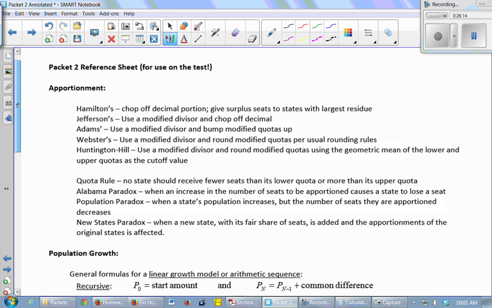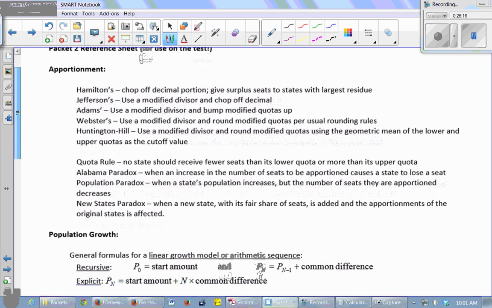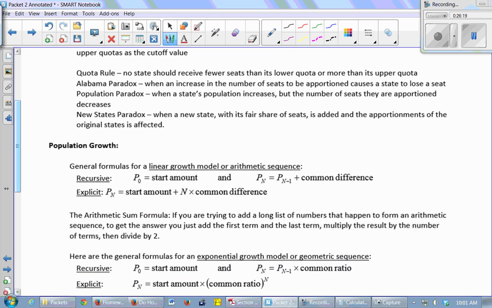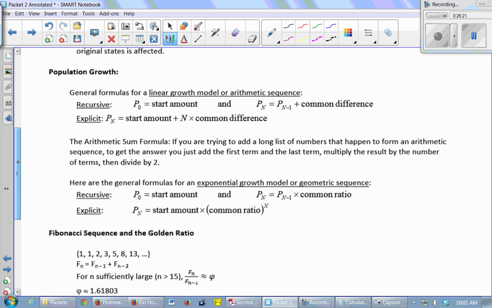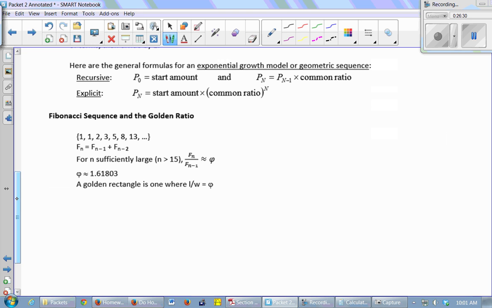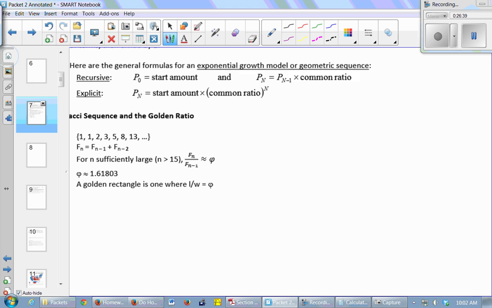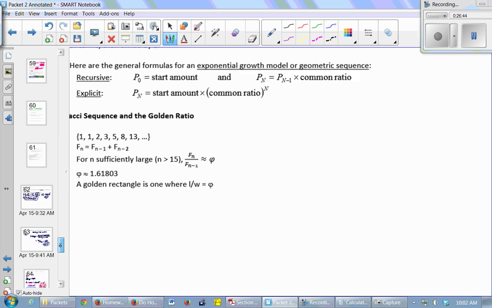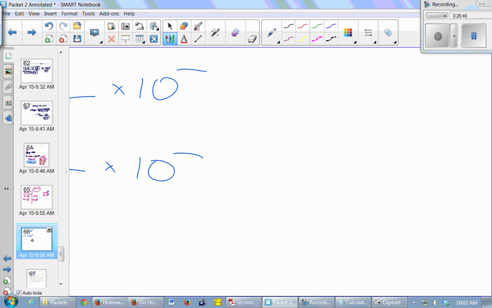It has a little summary of what the 5 apportionment methods are, what the quota rule is, and what the paradoxes are. And then it has the general formulas for linear growth, the formula for arithmetic sum, the general formulas for exponential growth, and some stuff about the Fibonacci numbers, the golden ratio, and golden rectangles. So you can bring this sheet with you to the test, page 7. And then you can also make an additional reference sheet for yourself. You can put anything you want on it.